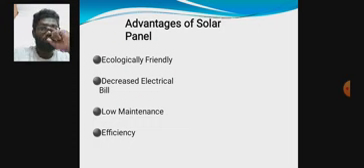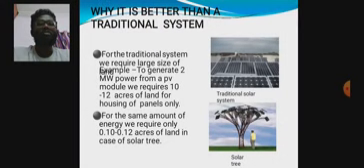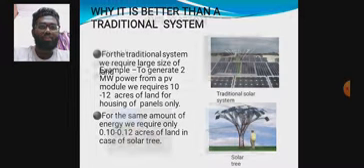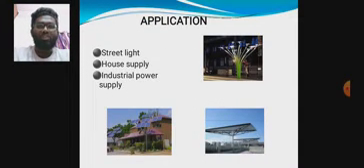Advantages of the solar panel. Ecologically friendly, decreases the electric bill. There will be low maintenance and high efficiency. Why is it better than the traditional system? For the traditional system, we require a large size of land. For example, to generate a megawatt of power from PV modules, we require 10 to 12 acres of land for housing the panels only. For the same amount of energy, we require 0.10 to 0.12 acres of land in the case of a solar tree. The applications where we use the solar tree are street lights, house supply, and industry power supply.